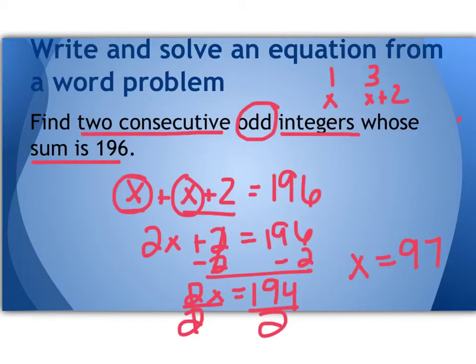So that is my first odd integer. The one after it, being plus 2 more, or skip a number, will be 99. I can always check and add those two up, and as long as it equals 196, we did it right.